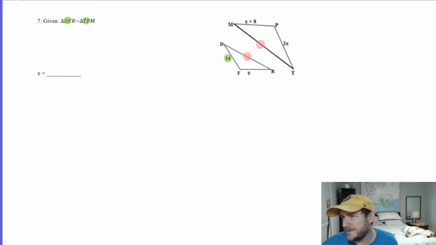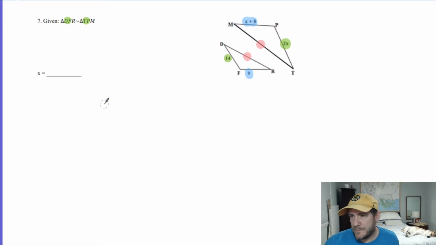These figures could have fit together by a rotation around this point. And then the 14 would rotate around to the 2x, and the 9 would rotate around to the x plus 8. So just remember, again, there's really no way to know exactly who corresponds with who unless you look at the similarity statements. So it's definitely df corresponding to TP over here. It's the rotational symmetry, not the reflectional. And that means the 9 corresponds with the x plus 8.